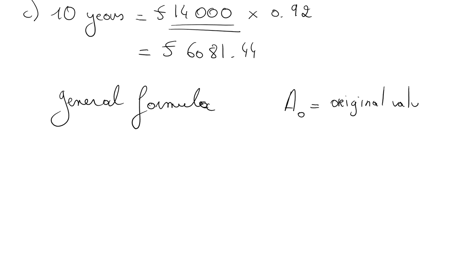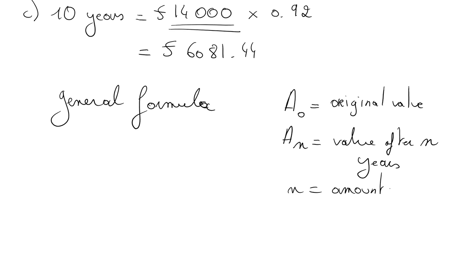Original value. An, a big A and a small n, stands for your value after n years. So n is the amount of years. And we're also going to use R, which is the rate or your percentage that it goes up or down.